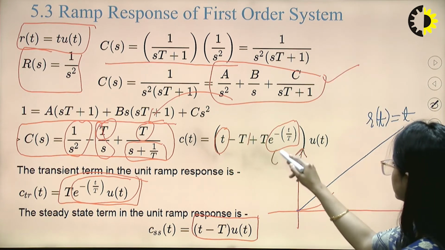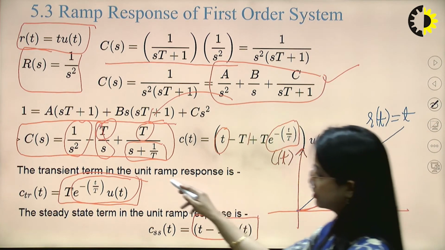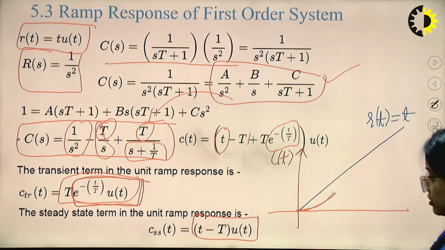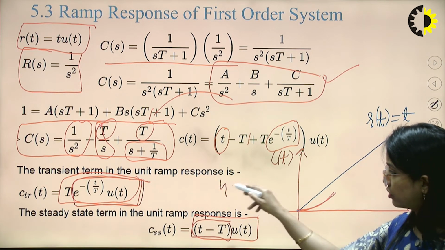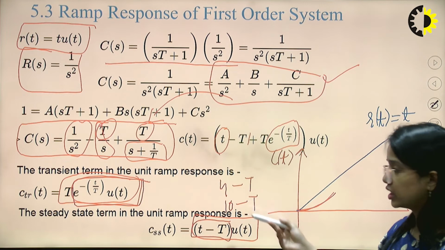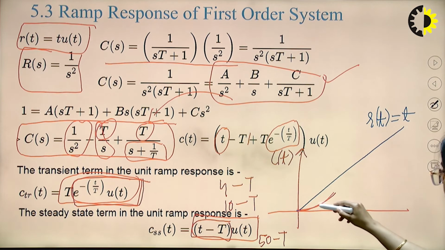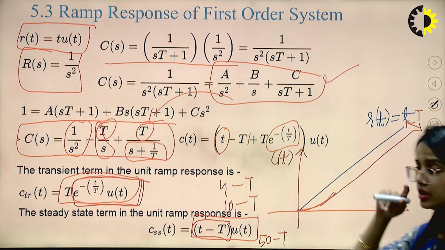Output is this. So this is this portion, e raised to the power minus t by T, and then again, let's say for t equals 4, it is 4 minus T. For t equals 10, it is 10 minus T. For t equals 50, it is 50 minus T. So everywhere it will be like this, where this distance will be nothing but capital T, but it is following the output.